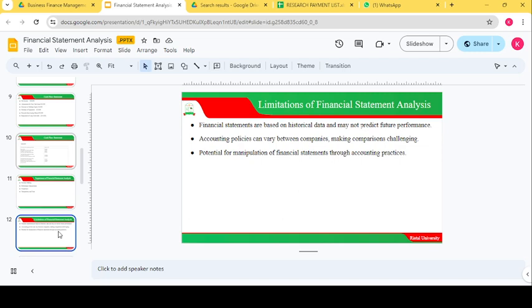And then we have accounting policies that can vary between companies, making comparison challenging. And then we also have the potential for manipulation of financial statements through accounting practices.